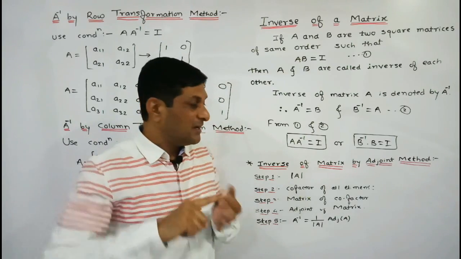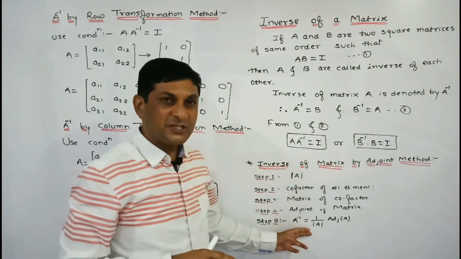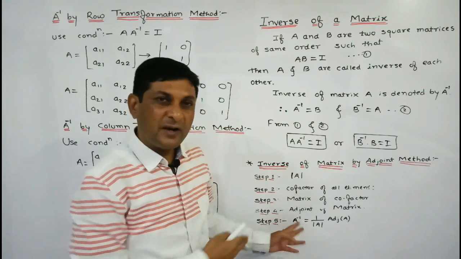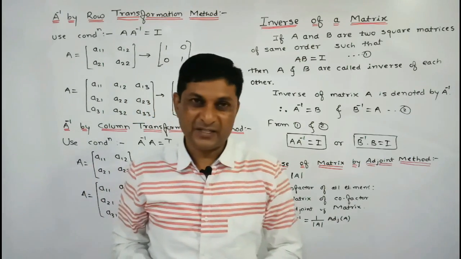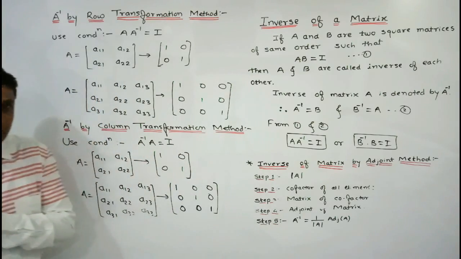If these two values are known, then we have to substitute both values in this formula to find what? Inverse of a matrix. So this is the method to find the inverse of a matrix, applying the adjoint method.